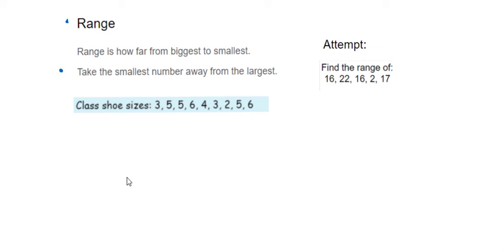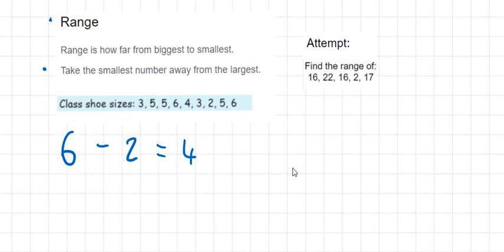All I'm looking for in this is the class shoe sizes. The largest one I see in that is a 6, so there's nothing bigger than 6. The smallest one in that is a 2. All I'm going to do is subtract them from each other. 6 minus 2 equals 4. So that's all range is. It's taking the biggest number, taking the smallest number, and just subtracting them from each other.